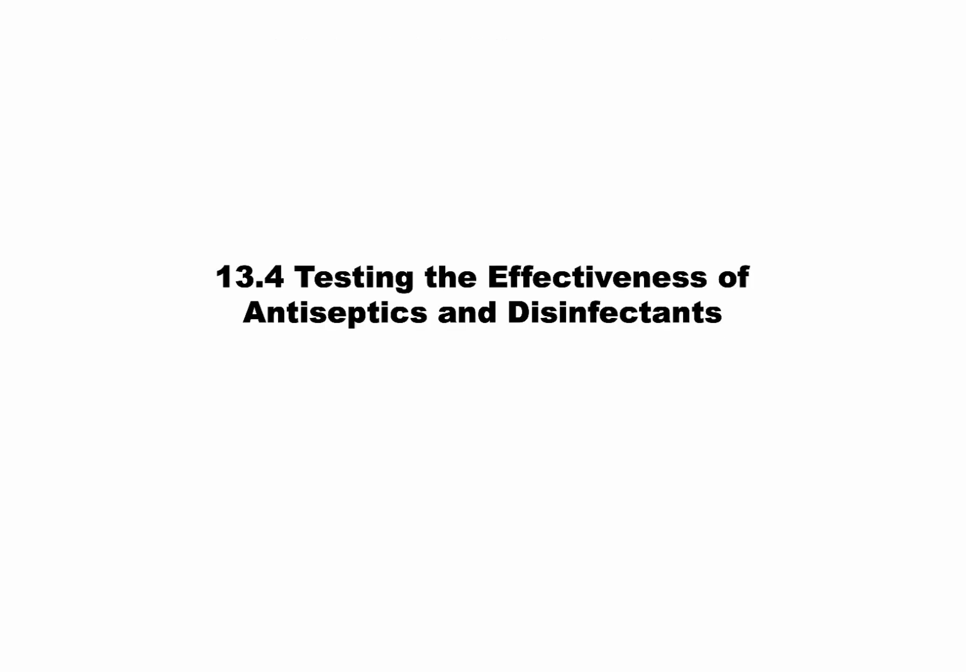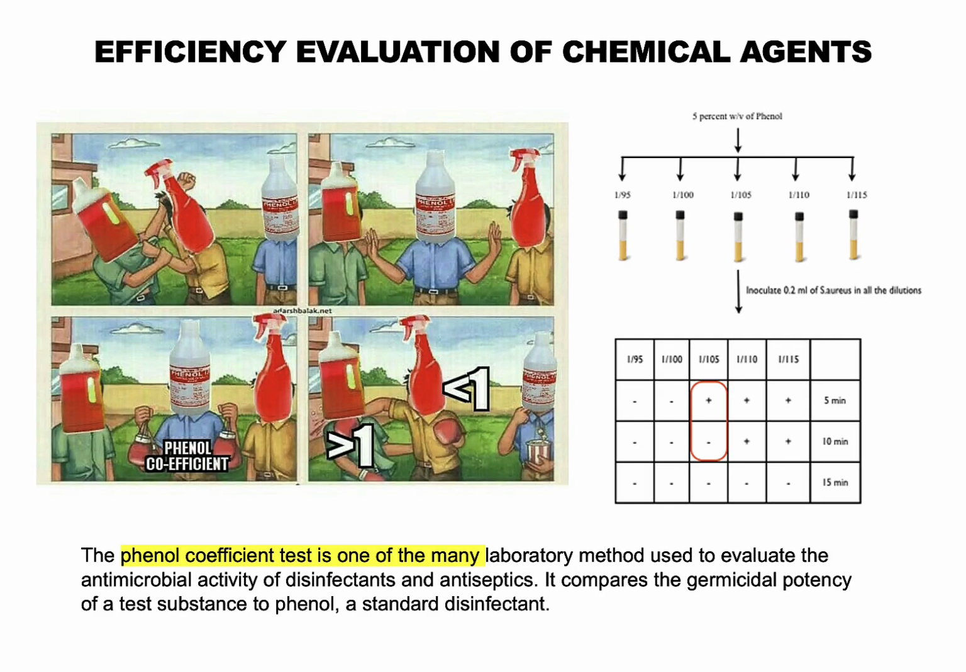The learning objective of this section will include understanding of the phenol coefficient, disk diffusion, dilution, and in-use methods for antiseptic disinfectants and sterilants. The phenol coefficient test is a laboratory method designed to assess the antimicrobial activity of disinfectants and antiseptics by comparing their germicidal potency to phenol, which serves as a standard disinfectant.